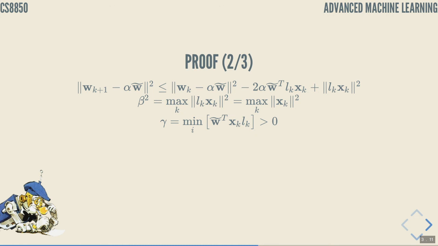Gamma is, let's introduce gamma as well, the smallest inner product of the solution vector with any pattern vector. So we have beta squared, the maximum length of pattern vector, squared, and we have gamma. We're just, again, just definitions. Let's just introduce them so we can simplify what we see on the screen.